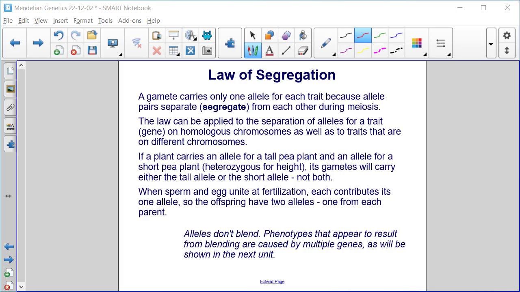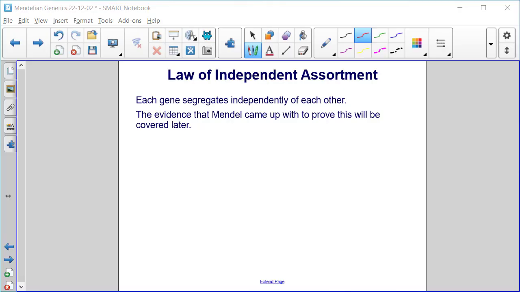When sperm and egg unite at fertilization, each contributes its one allele, so the offspring will have two alleles, one from each parent. Alleles don't blend. Phenotypes that appear to result from blending are caused by multiple genes, as will be shown in the next unit. Law of independent assortment. Each gene segregates independently of each other. The evidence that Mendel came up with to prove this will be covered later.